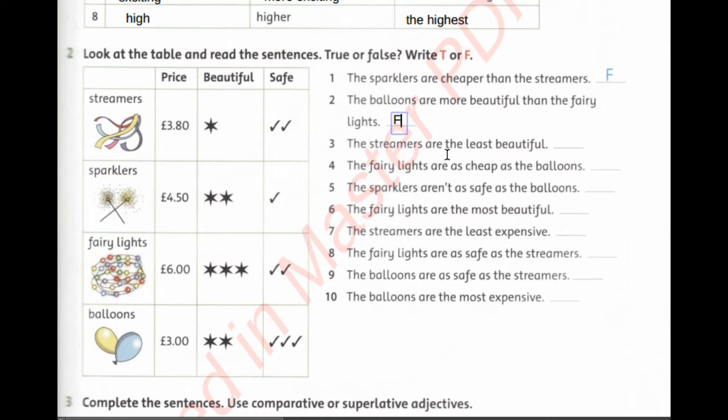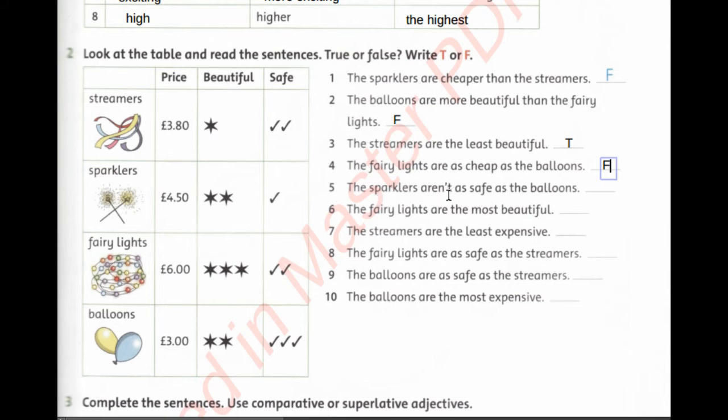Number 3, the streamers are the least beautiful. So we have here 1 star. So this is true. On number 4, the fairy lights are as cheap as the balloons. No, it's not correct because the fairy lights are more expensive than the balloons. So we give here also again an F.